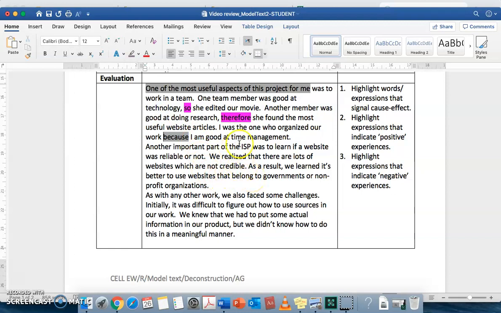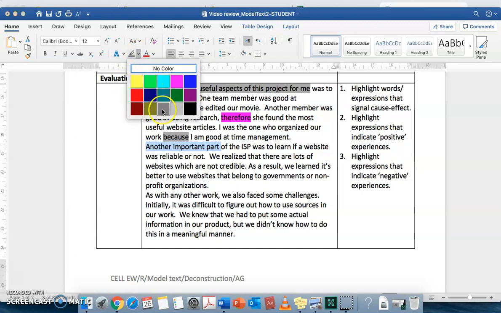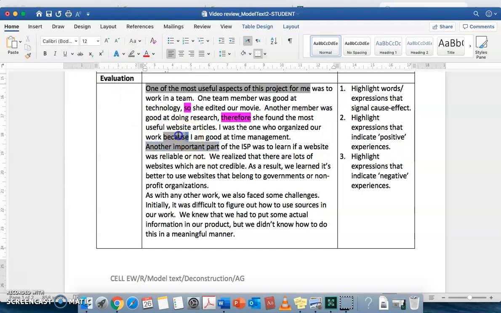Another important part of the ISP was to learn if a website was reliable or not. Here, this sentence, another important part. This is our sentence that gives us a positive aspect. We know that it's positive because it's important to the writer. We realize that there are a lot of websites that are not credible as a result. As a result is a phrase that we can use to give cause and effect.